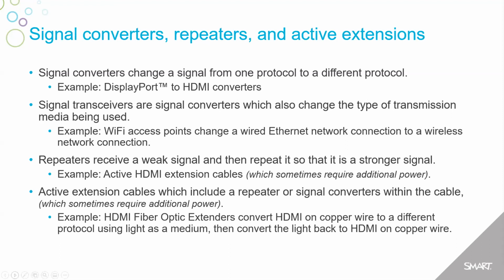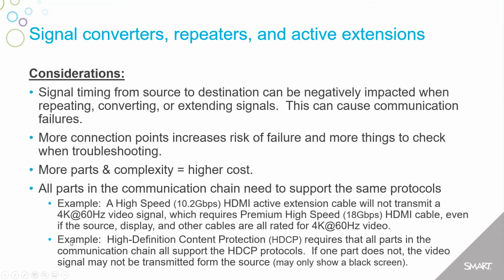There are some considerations with using signal converters, repeaters, and active extenders. The first is signal timing. Because a signal needs to travel from source to destination, and the timing of that is critical, timing can be negatively impacted when you're repeating, converting, or extending signals, and this can cause communication failures.